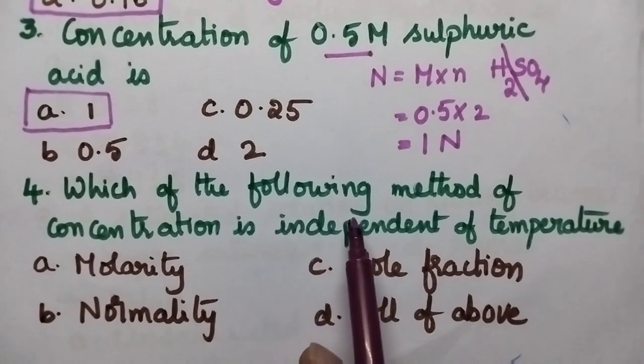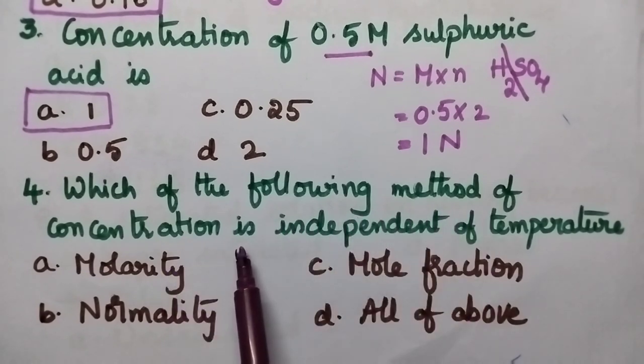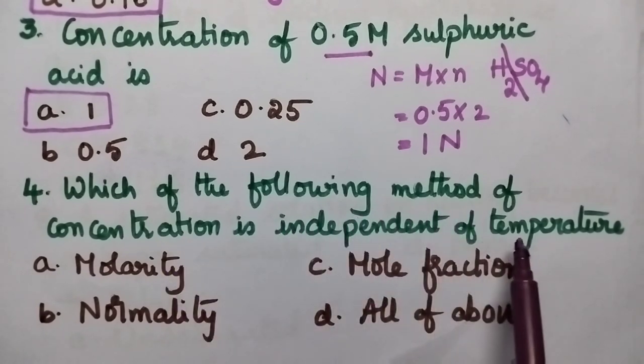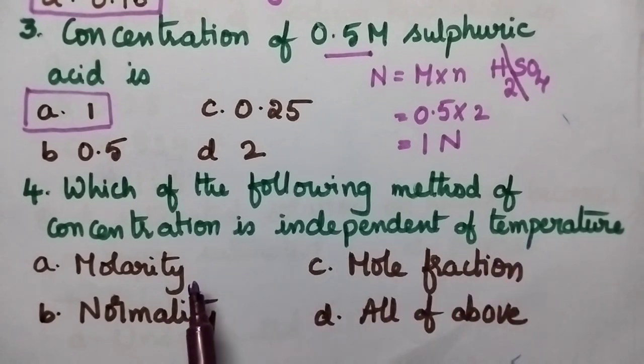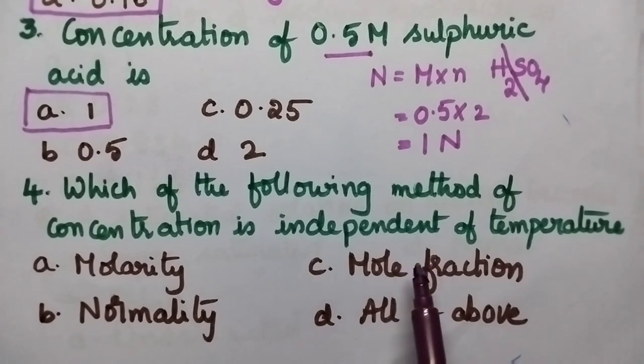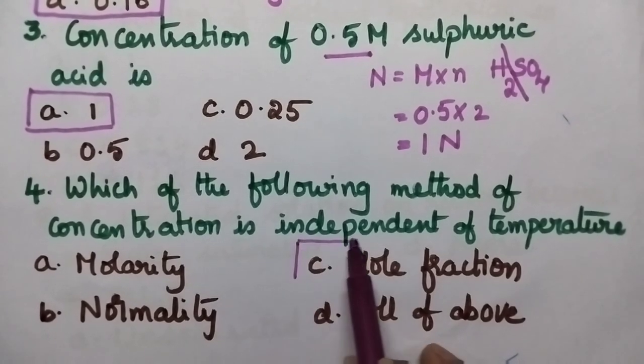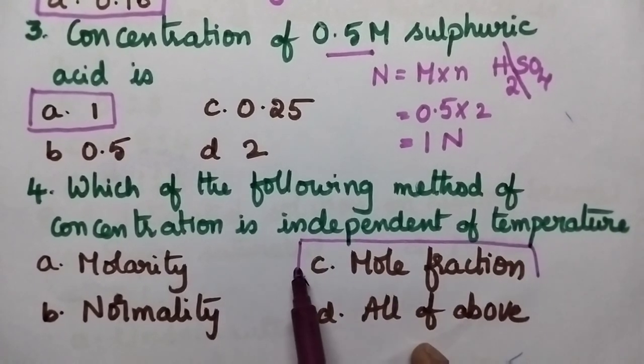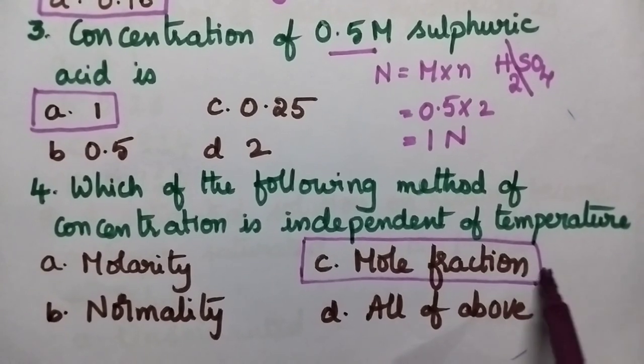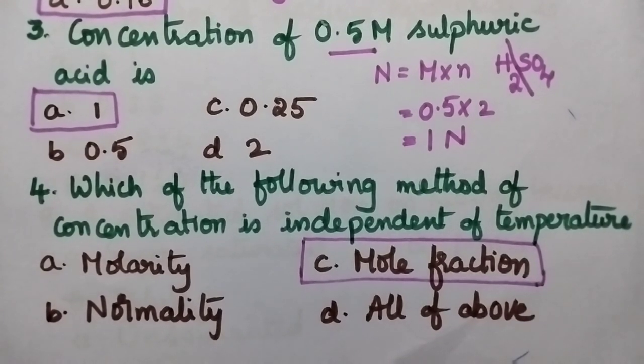Which of the following method of concentration is independent of temperature? Molarity and normality will be calculated for solid in liquid system, whereas mole fraction is calculated for solid in solid system. So especially solid in solid systems will be independent of temperature. So here the right option is mole fraction, that is option C.